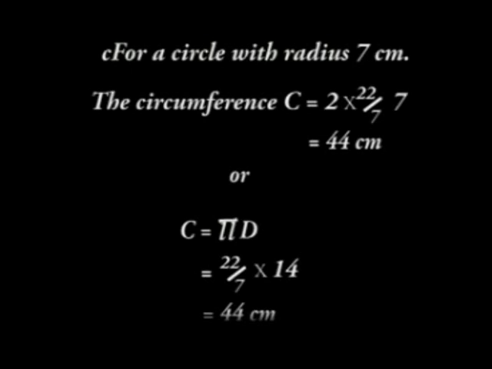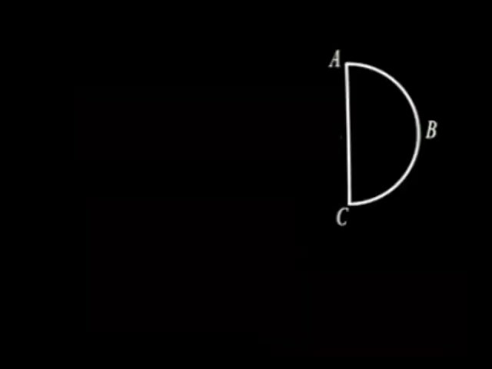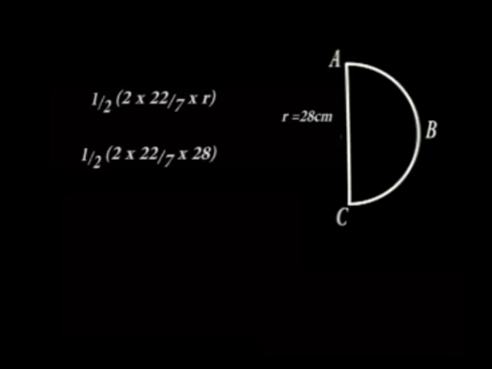If the figure is a fraction of a circle, we remember to multiply the formula 2 pi r by the fraction of the circle. If it's half a circle, we shall have a half times 2 pi r, or simply a half pi d. So for a semicircle ABC with radius 28 centimeters, we shall have a half times 2 times 22/7 times 28. We multiply that and we get 88 centimeters.